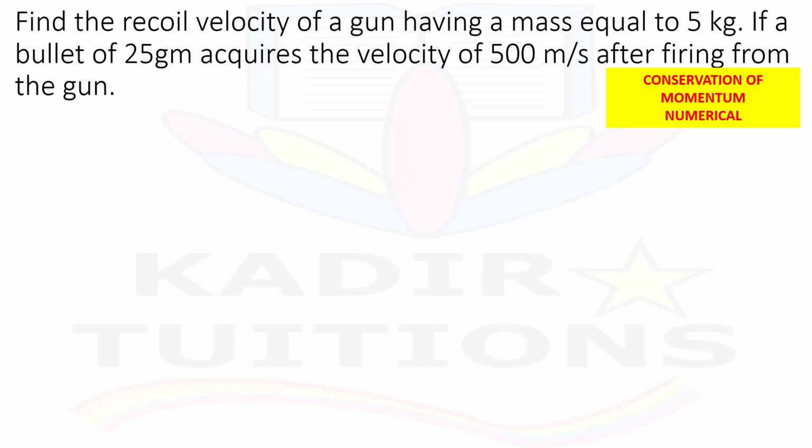Hello everyone, here the question is: find the recoil velocity of a gun having a mass equal to 5 kg, if a bullet of 25 gram acquires a velocity of 500 meter per second after firing from the gun. So first we will write all the given information.